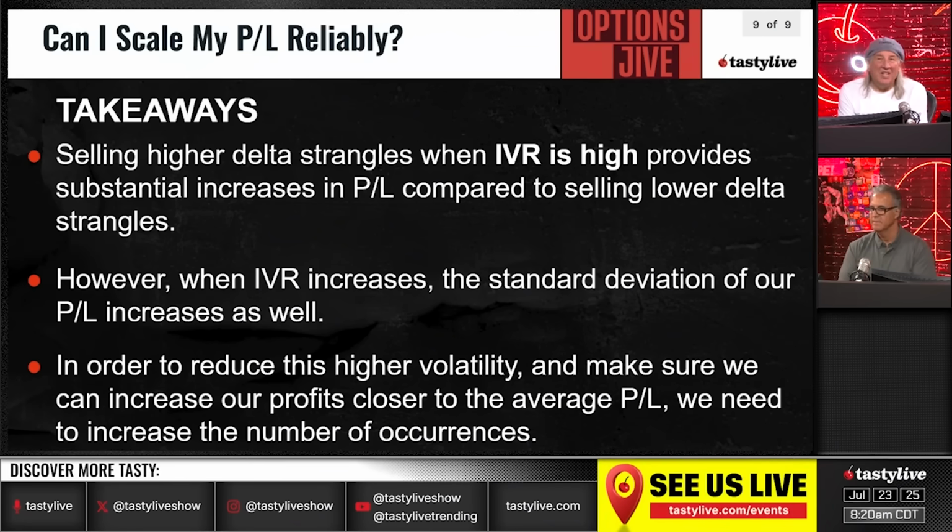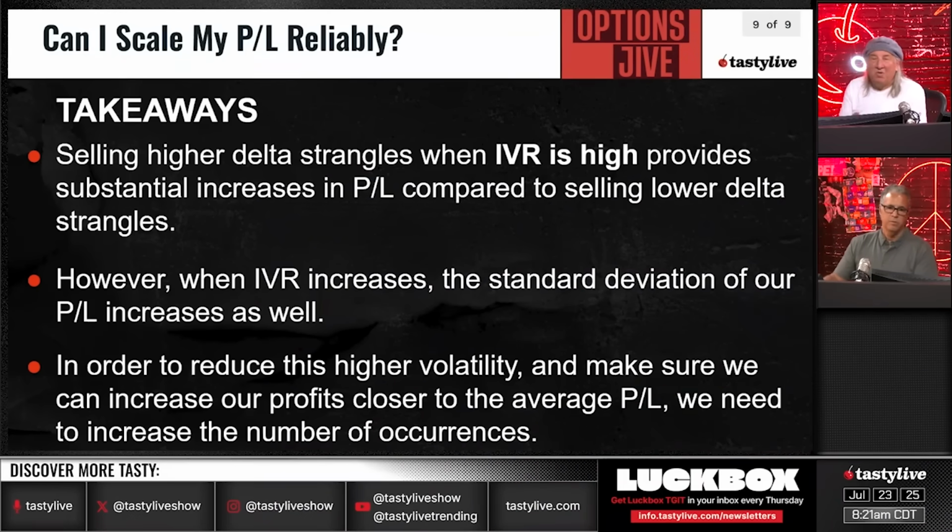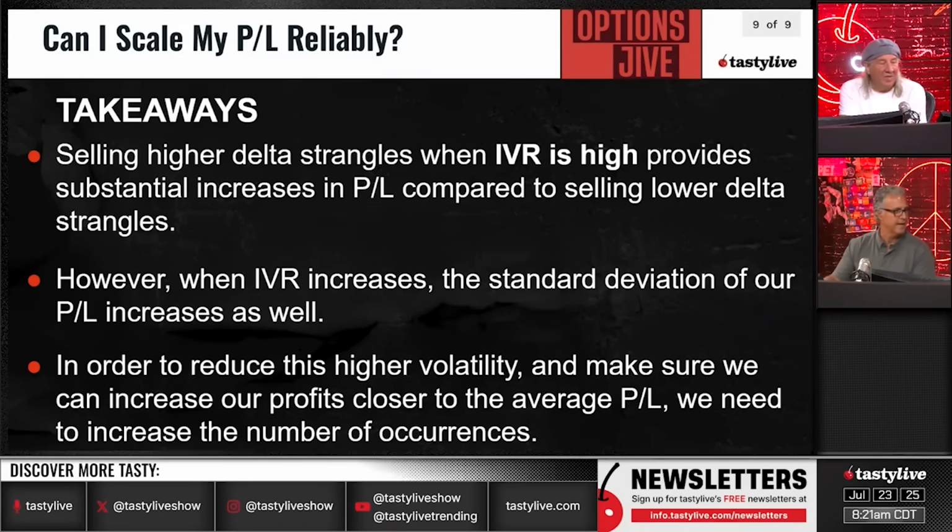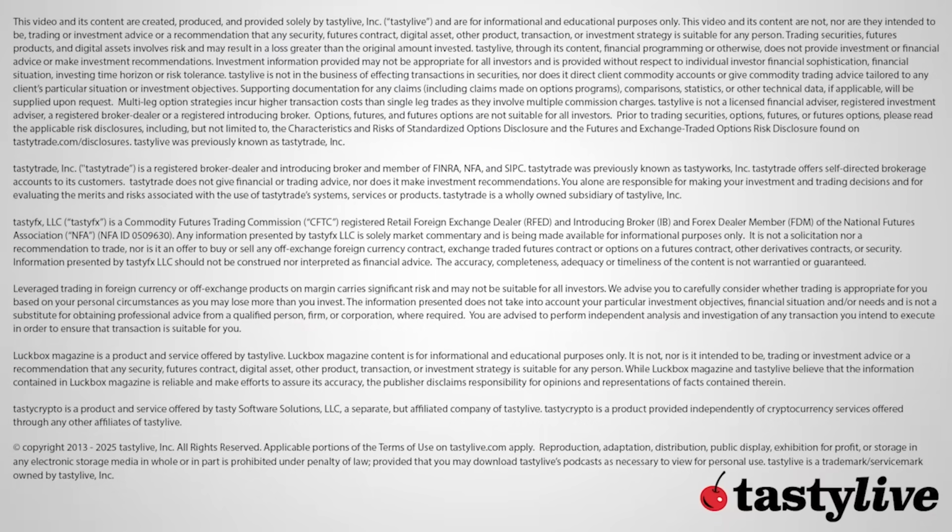So selling higher delta strangles when IVR is high provides substantial increases in P&L. That's how you scale your P&L reliably compared to selling lower delta strangles. However, when IVR increases, the standard deviation of the P&L, meaning the swings in your portfolio, increases as well. So in order to reduce this higher volatility, increase the number of occurrences. This was a tough one for me because it's easier said than done. We're both light on trades right now with volatility lower in the overall market. It's hard to do. It's not easy. Very hard to do.